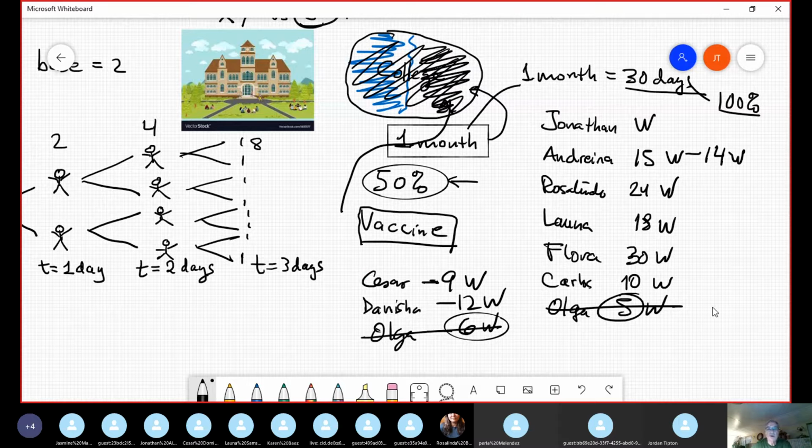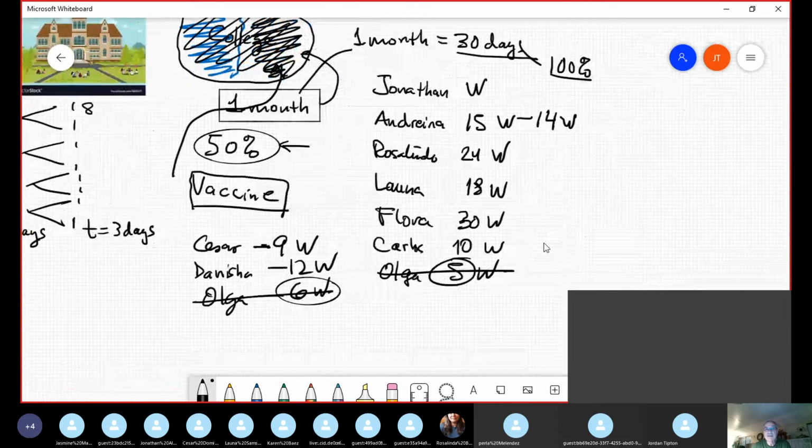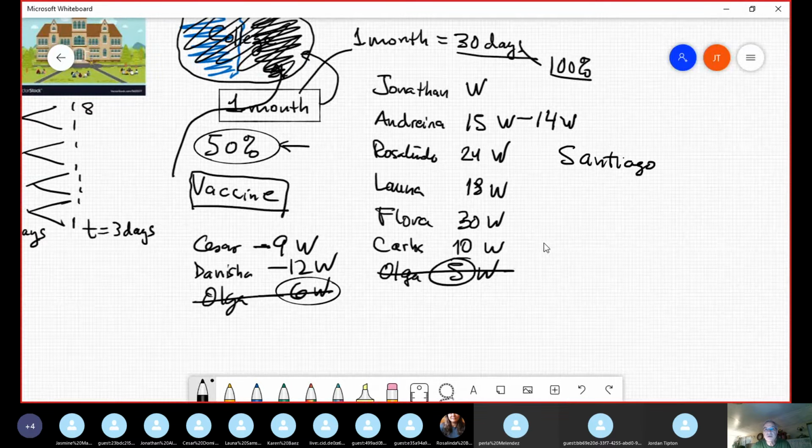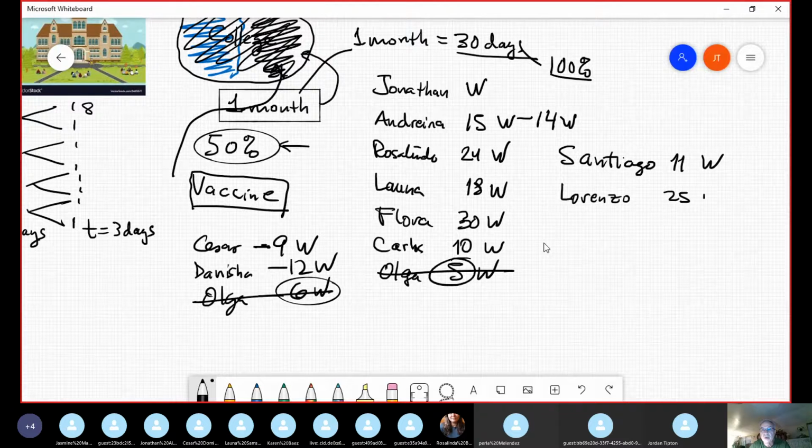Come on. 11, Santiago Cuartas. Santiago 11. Let me see, Santiago. Santiago is 11. Wrong. No 11. What I understand is very, very confusing because exponential behaves completely differently to common sense. 25. Lorenzo. Alexandro Lorenzo. 25. Lorenzo. 25. Wrong.